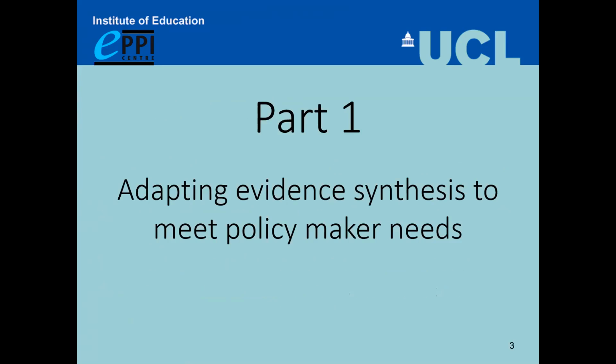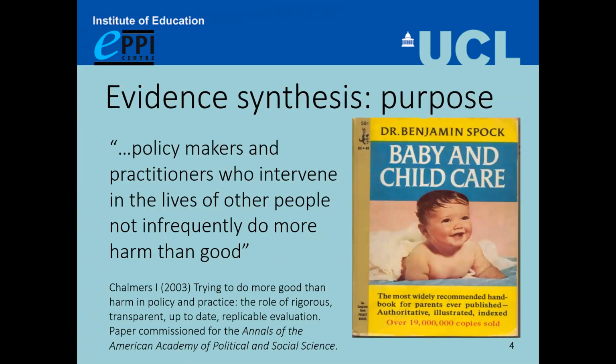Many of you will be familiar with the concept of systematic reviews, but to underscore the point of the webinar about why qualitative evidence synthesis is a vital and very useful approach, I wanted to take you back to these first principles. This quote, "Policymakers and practitioners who intervene in the lives of other people not infrequently do more harm than they do good," comes from Ian Chalmers, one of the founders of the Cochrane Collaboration, which is now an international systematic review organisation. It comes from the underlying purpose of systematic reviews: to inform policy and practice in aiming to do more good than harm.